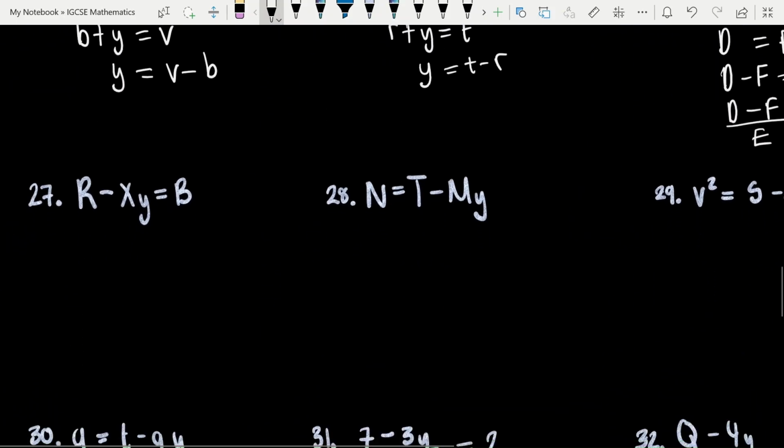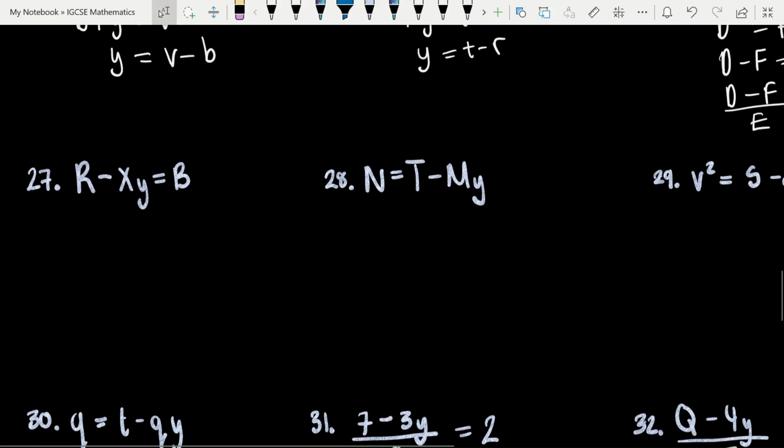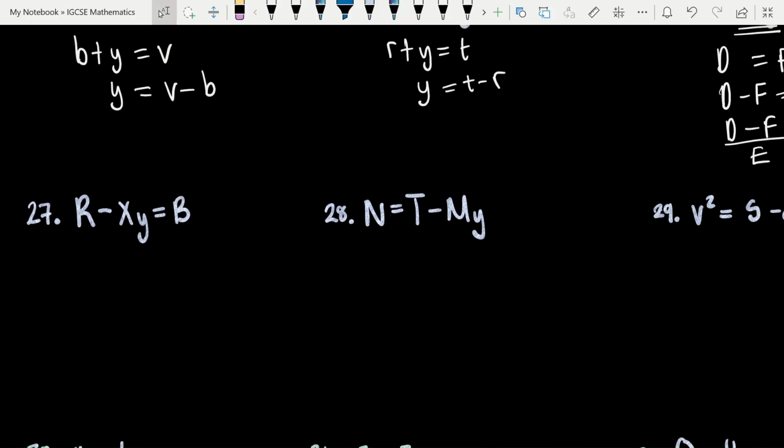We go to number 27. R minus xy is equal to b. What's the first thing we do? To make the term with y positive. How? By taking it to the other side. R is equal to b plus xy. We've taken it to the other side, we've made it positive. Now we can start making y the subject of the formula.